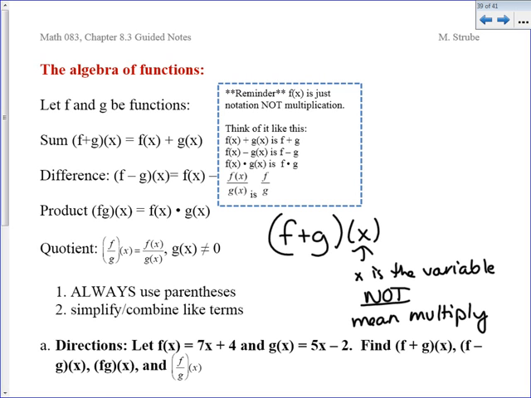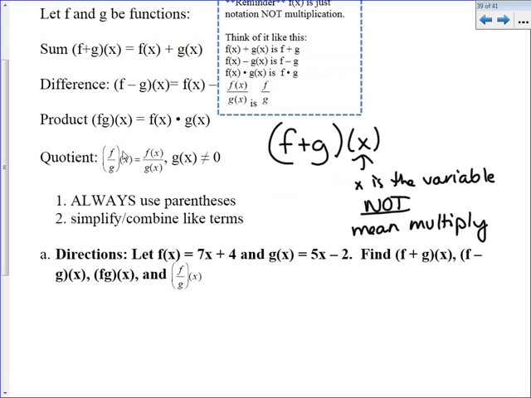So don't throw an extra x on the end. That's my biggest advice. That's really where people get these wrong. It's just notation. It just tells you that x is the variable. It doesn't mean multiply everything by x.